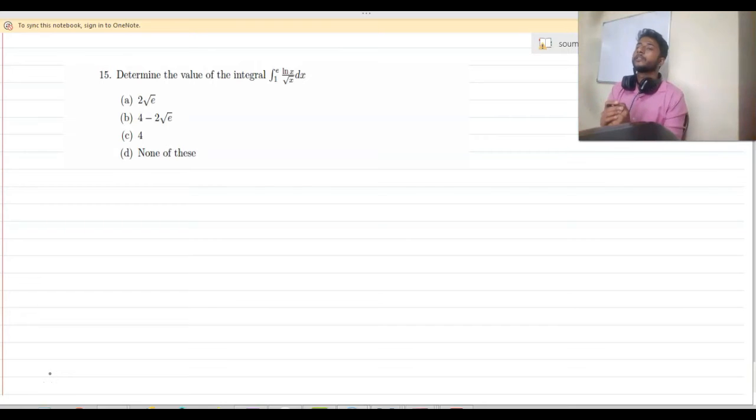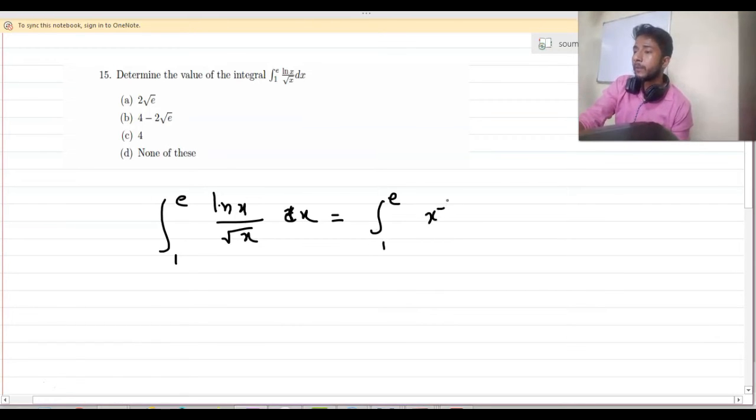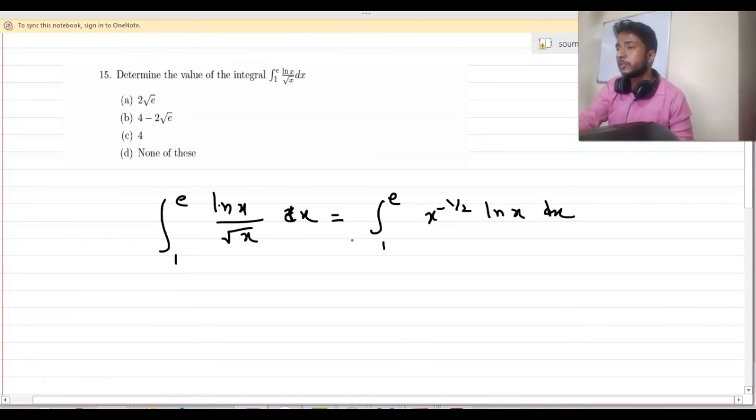Let us solve question number 15. It's a very easy question where we have to integrate ln x by root x from 1 to e with respect to x. We can also write it as integration 1 to e x to the power minus half ln x into dx. I am going to use the usual by parts method to integrate it.